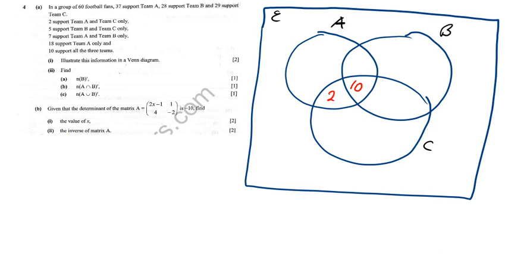5 support team B and team C only. So for team B, we have a set of B here and a set of C there. Where C and B is intersecting, it is this part. And then they said we have a 5. So where I've shaded, we're writing a 5 because it is only. So I write a 5 here the way it was given.